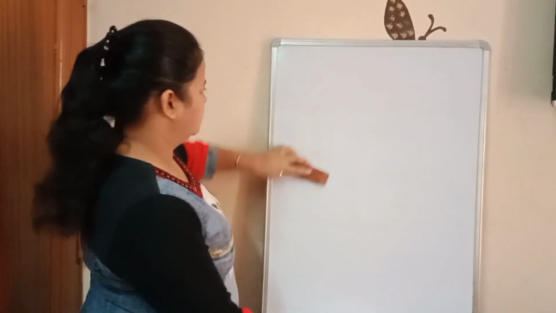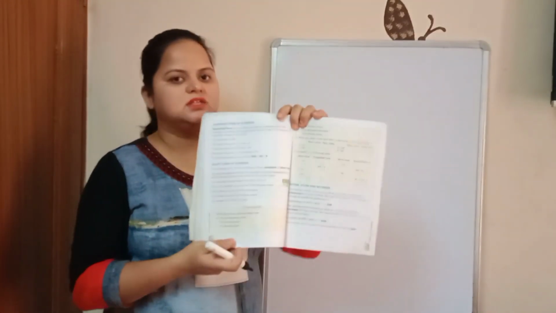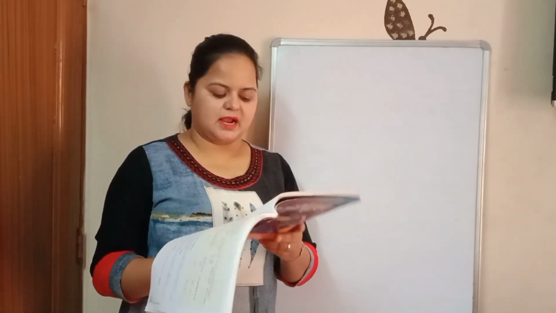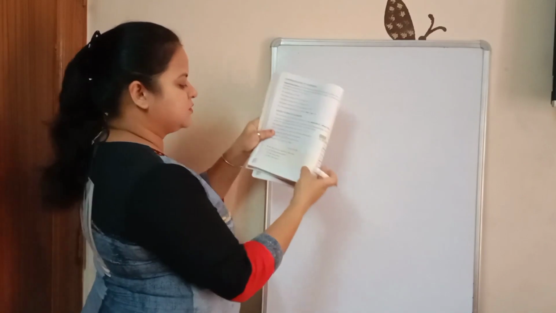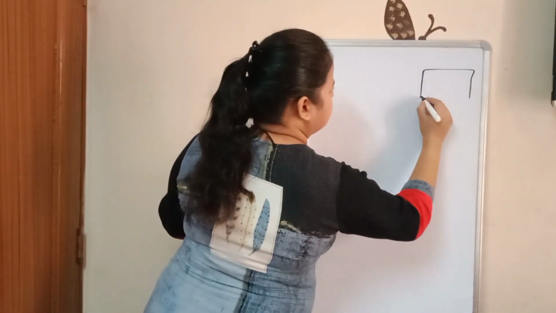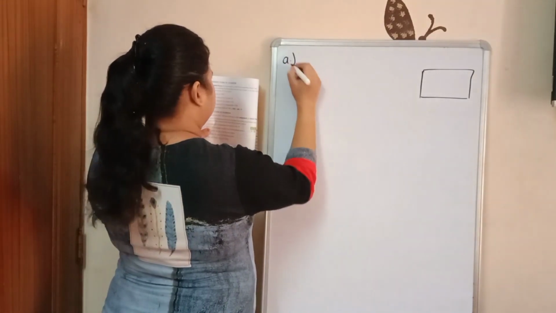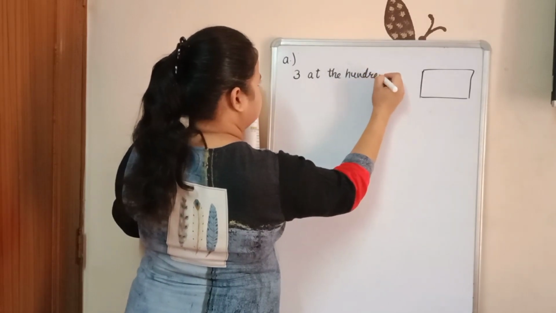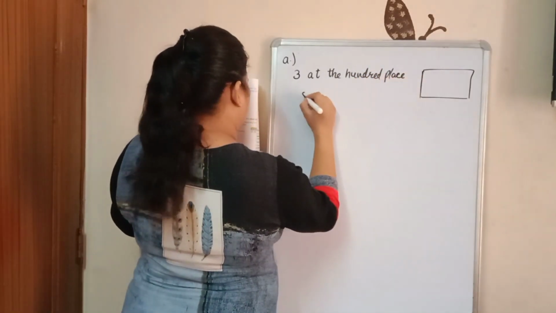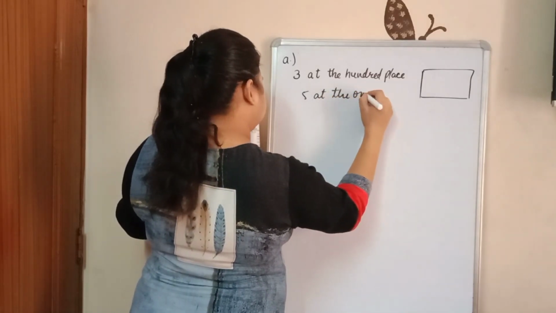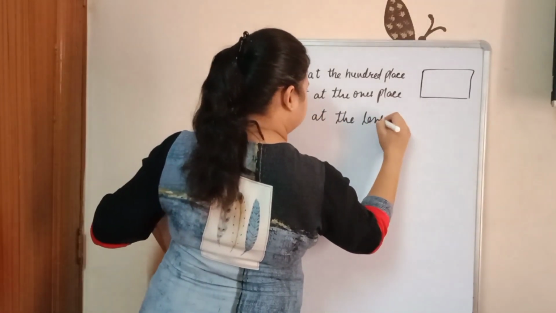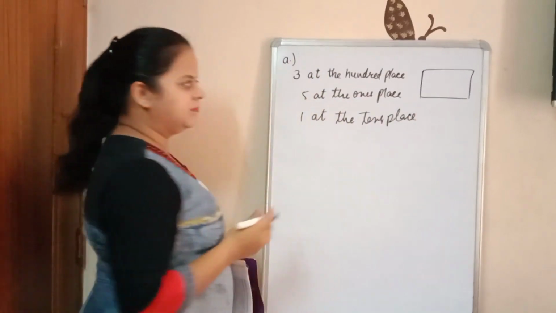Now we will do the same sums in exercise 5B. In exercise 5B, the first is to write the correct number. Here, in this column, we have to write the correct number. The first is given like this: 3 at the 100 place, 5 at the ones place, and 1 at the tens place. This is the first sum.